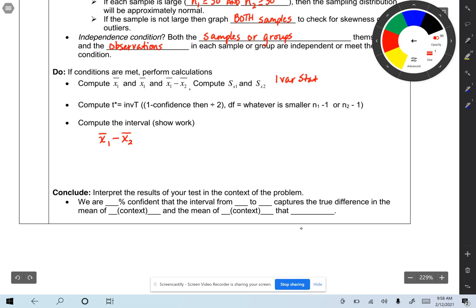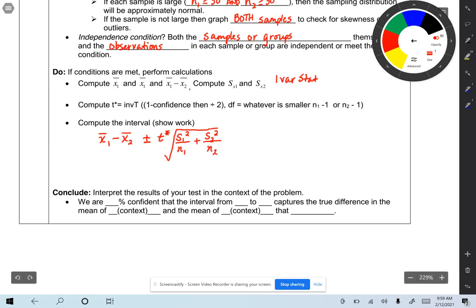So that's your statistic plus or minus the T star, which you get by using your inverse T, times the standard error. And combined, remember, the T star times the standard error gives you your margin of error. So S1 squared over N1. And this is on your formula sheet, so you don't have to memorize it. You just need to know how to calculate a T star.